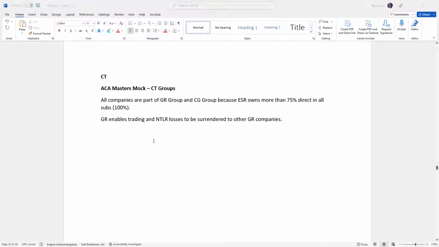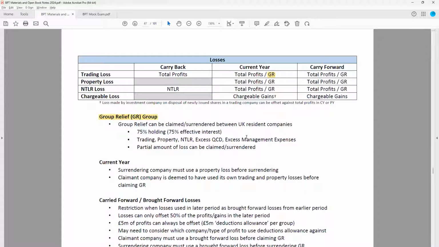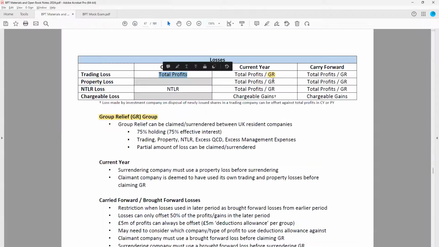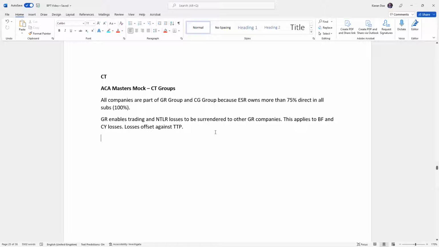And it would be relevant here to talk about brought forward and carried forward losses. So you could say this applies to brought forward and current year losses, because there are brought forward and current year losses. I'm not even going to talk about carryback. You can't do a group relief claim for carryback anyway, but I'm not even going to mention that because we're not considering that in the question. So trading and NTLR losses can be surrendered against other group companies, applying to brought forward and carried forward losses. Losses are offset against total taxable profits. So that's why those losses are more flexible than a chargeable loss.